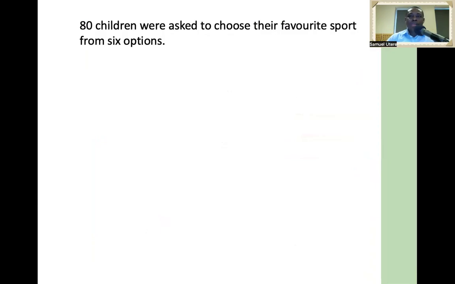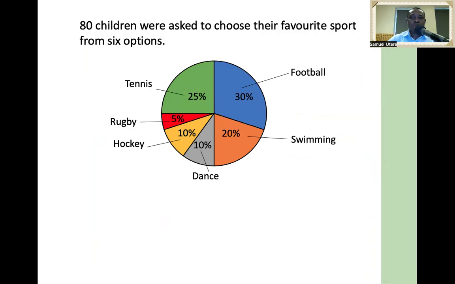Okay, let's look at some further examples for this lesson. So 80 children were asked to choose their favorite sport from 6 options. And here we have it. So what this is showing is sometimes in a pie chart, you would see percentage written in the pie chart. That does not change how we view or visualize pie charts. It's just represented in a different way. So you watch how we do this.